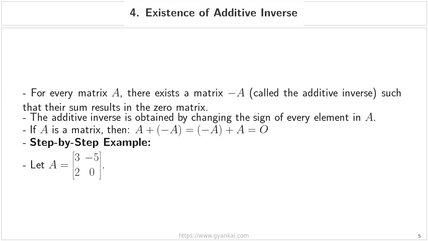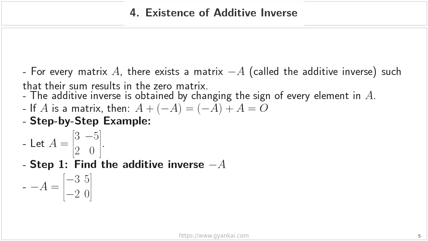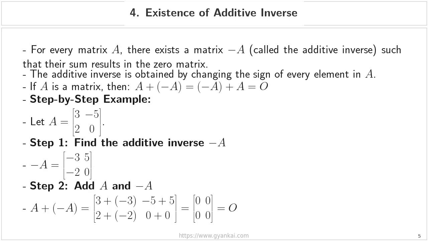Suppose we have matrix A, which contains 3 and -5 in the first row, and 2 and 0 in the second row. In the first step, we find the additive inverse, -A. By flipping the signs of all elements, we get -3 and +5 in the first row, and -2 and 0 in the second row. In the second step, we add matrix A to its inverse, -A.